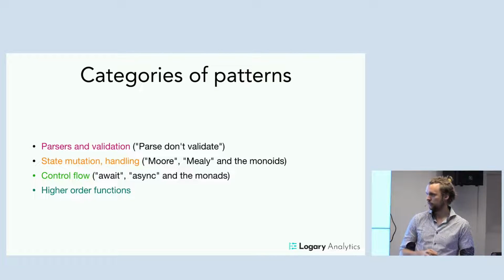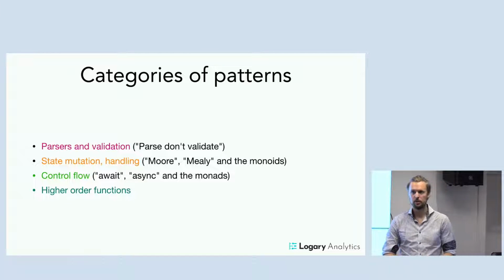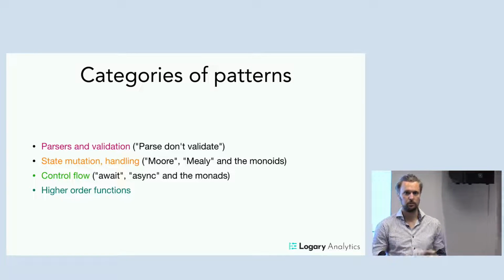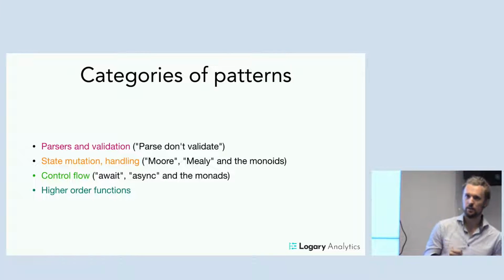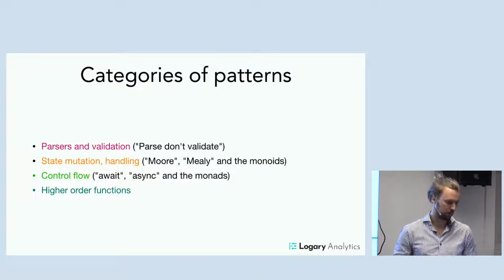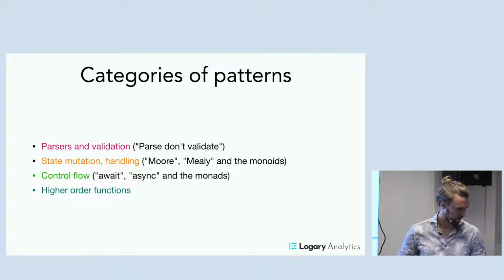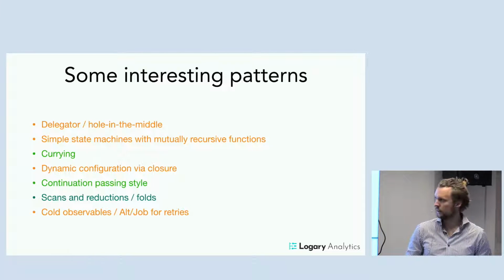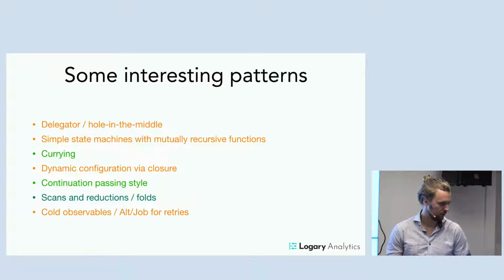Let's say that monads are nice for control flow when you want to write imperatively. But most of the time you are already writing in an imperative language, so you may not need them. So I was thinking of some interesting patterns that you could use. And I thought of these.